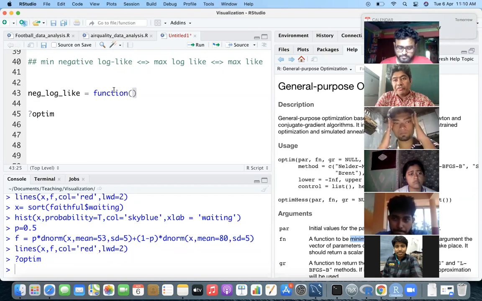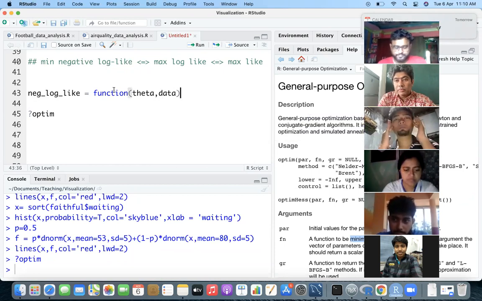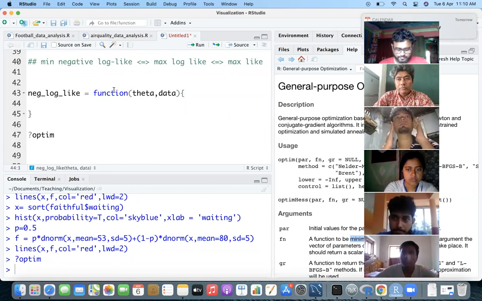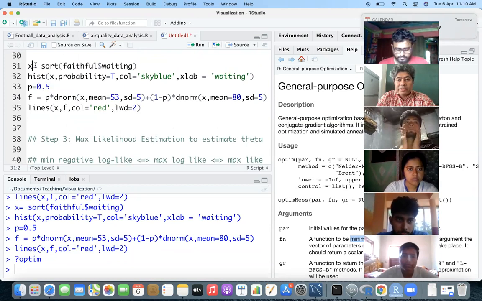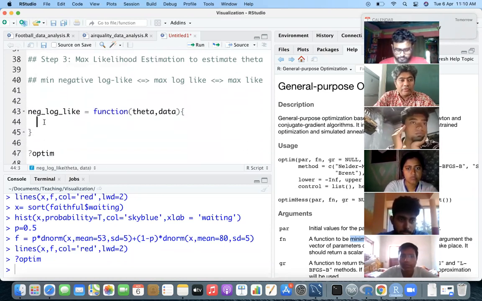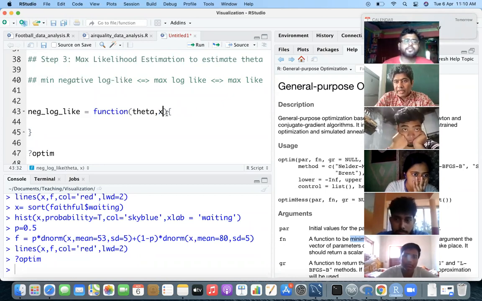In the negative log likelihood function, two things will go: one is theta, another is data. In the data, it will go the x, only the x. Okay, fine. So the first thing, I can just say x to make my life a little bit easier to understand. The first thing I will do is say how many samples are there.